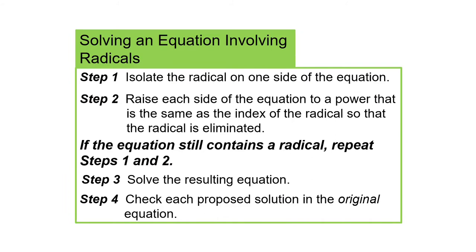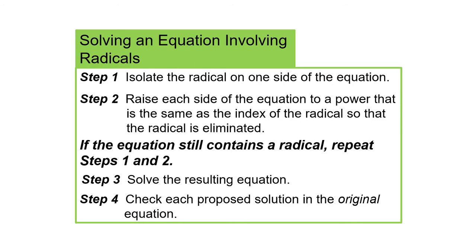To solve an equation involving radicals, there are 4 steps. Step 1, isolate the radical on one side of the equation. Step 2, raise each side of the equation to a power that is the same as the index of the radical so that the radical is eliminated. If the equation still contains a radical, repeat step 1 and 2.